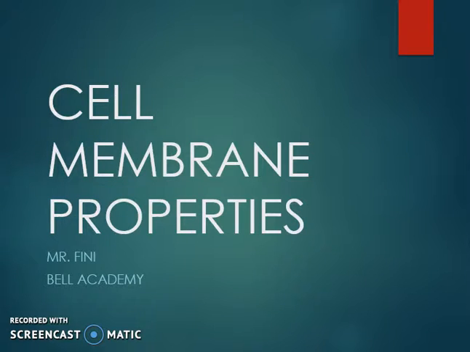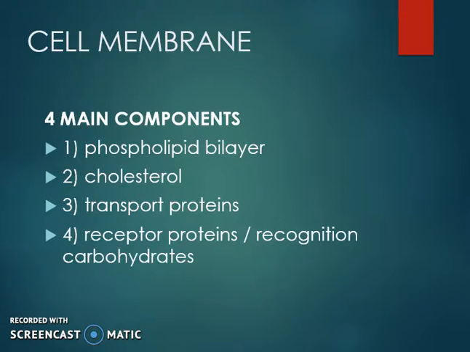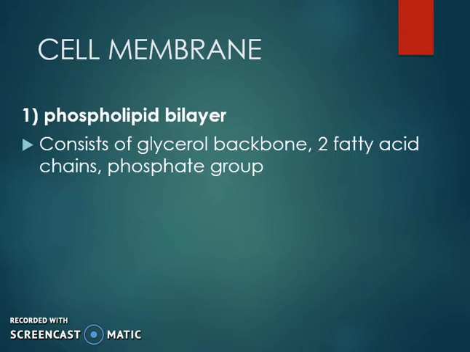Welcome back to part 2 of the cell transport lectures. Today we're going to cover cell membrane properties, and basically I'm going to break it down into 4 major components. You've got the phospholipid bilayer, the cholesterol, transport proteins, and lastly receptor proteins and recognition carbohydrates. So let's break them all down and view each one individually.